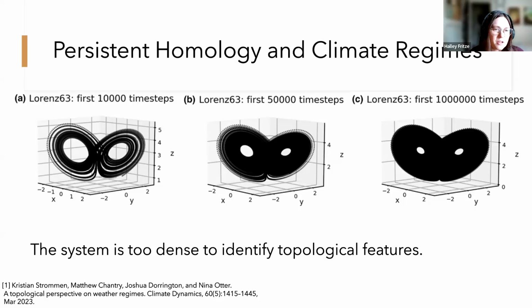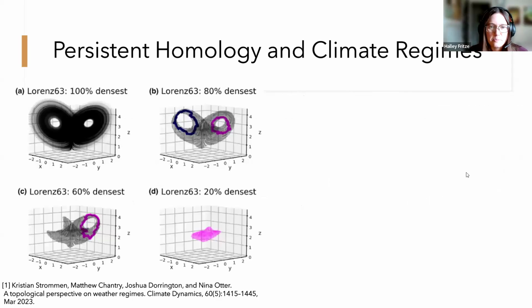But the problem with this was that if you let the dynamical system, which is inherently chaotic because we're studying climate systems, run forever, the density of the point cloud gets so dense that you end up losing topological features. So you can't easily identify two cycles in this system if you let it run for a million time steps. So what they ended up doing was piecemealing their data set via a density estimator, and then computing where the cycles are over a filtration of density.